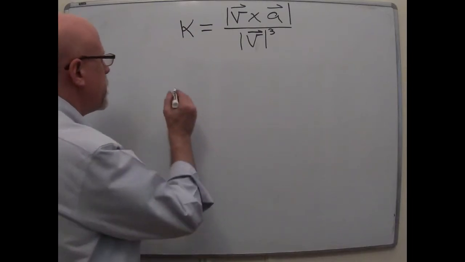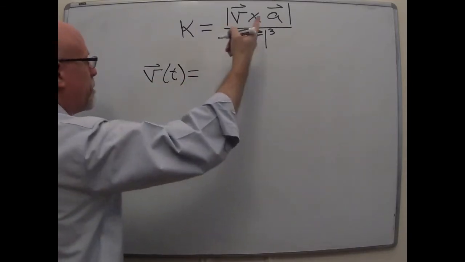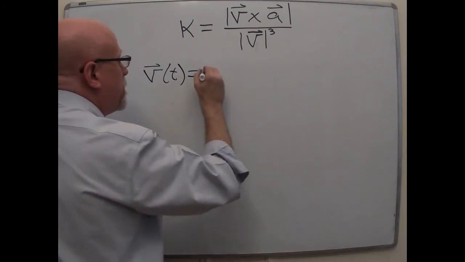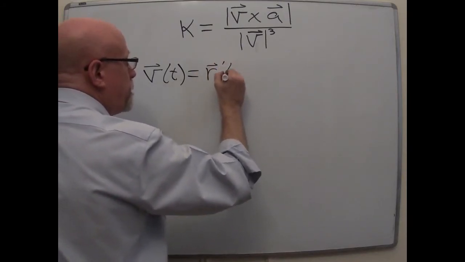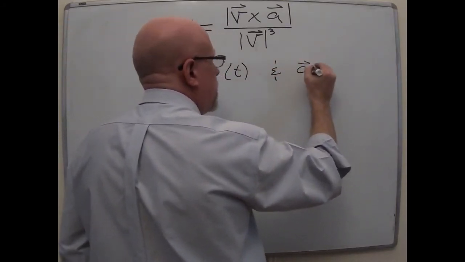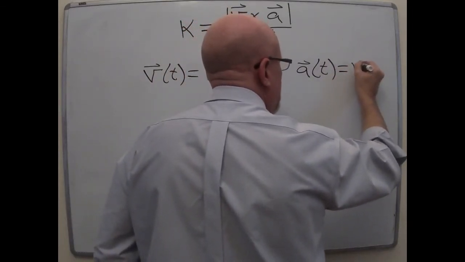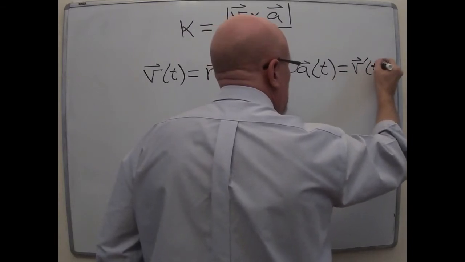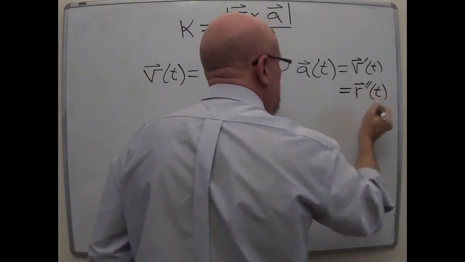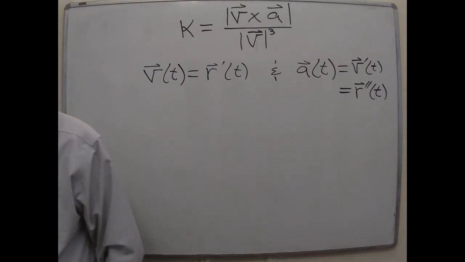In the notes I've made this observation that v of t, I don't have the of t's in anything in here, but they all depend on t. v of t is the derivative of the position, and a of t is the second derivative of the position. So you could say it's v of t's derivative, or you could say it's r of t's second derivative. Both equivalent.